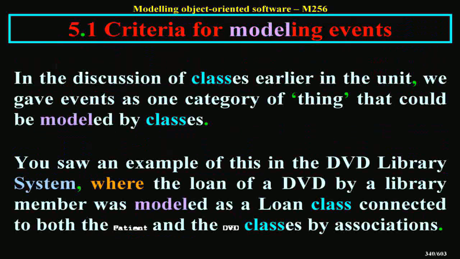Modeling events. 5.1 Criteria for modeling events. In the discussion of classes earlier in the unit, we gave events as one category of thing that could be modeled by classes. You saw an example of this in the DVD library system, where the loan of a DVD by a library member was modeled as a loan class connected to both the DVD and the member classes by associations.